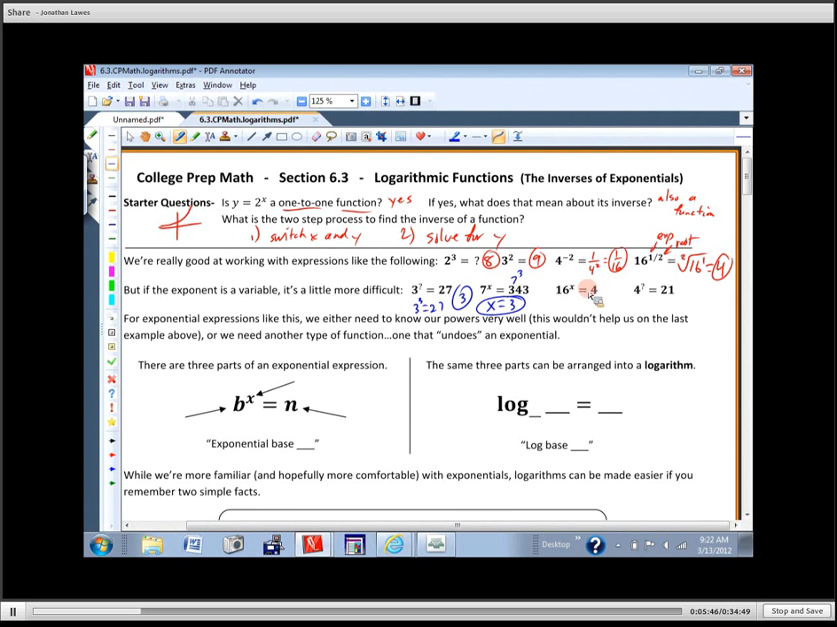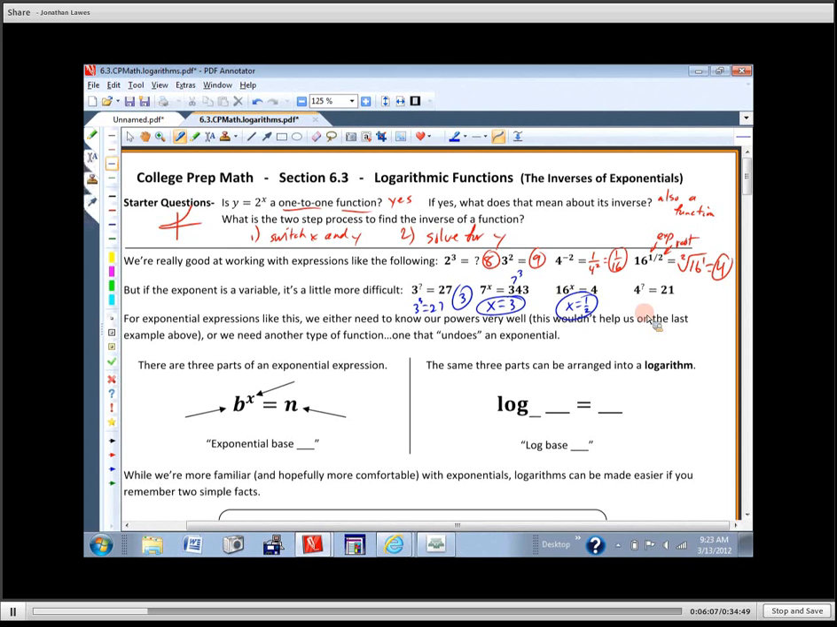16 to what power equals 4? Well, that's this problem right here. If we already did this problem on this paper, it's really easy to figure that out. But if we had one that was a bit more complicated than this, it might be a little bit difficult. So that's going to be x equals 1/2. And then how about this one? 4 to what power equals 21?